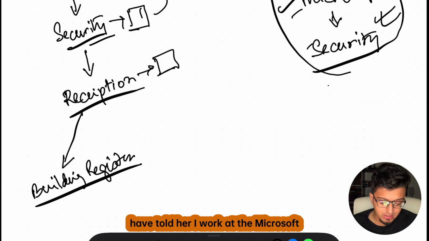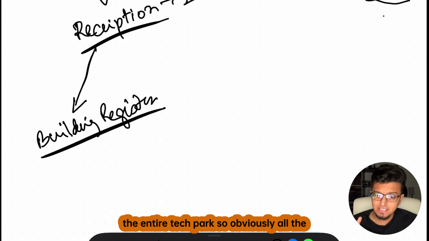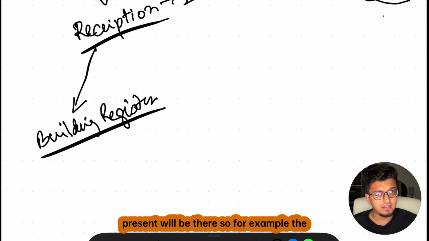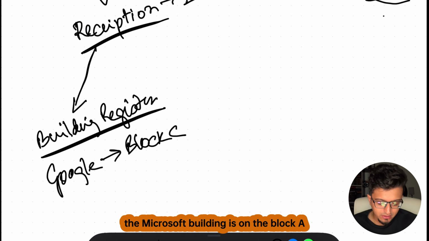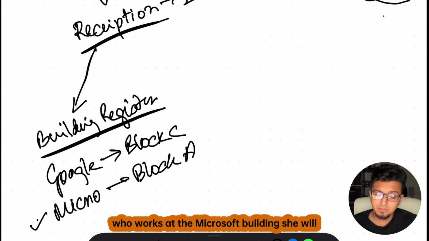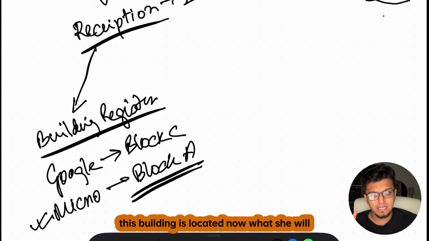Since you have told her, I work at the Microsoft building, and since this is the register of the entire tech park, obviously all the buildings in the Microsoft tech park will be there. For example, the Google building is on block C. Now the Microsoft building is on block A. So since you are looking for the candidate who works at the Microsoft building, she will have the information that this building is located on block A.